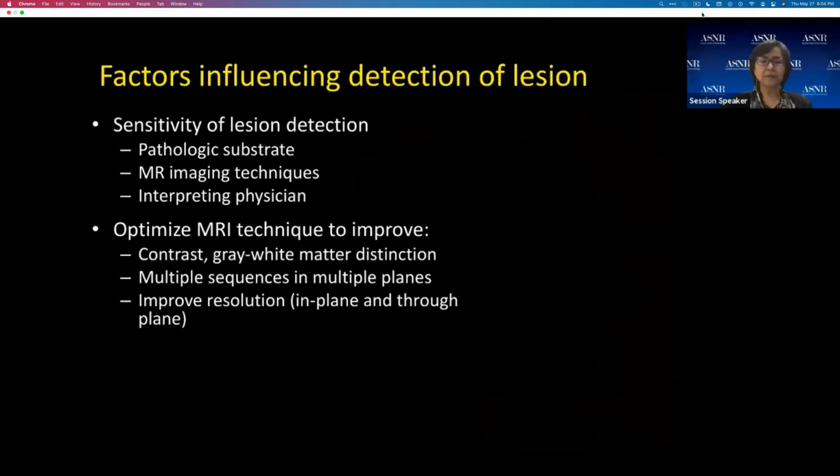The sensitivity of lesion detection depends on several factors such as pathologic substrate, MR imaging techniques, and the interpreting physician. You can optimize the MRI technique to improve the contrast and gray-white matter distinction by doing multiple sequences in multiple planes and improving the resolution of the scan. You can increase your chances of identifying a subtle lesion.